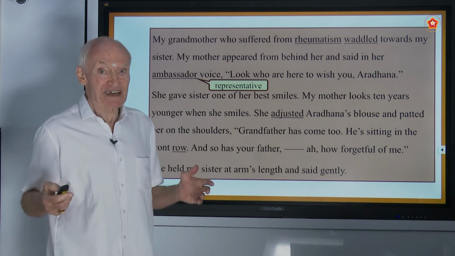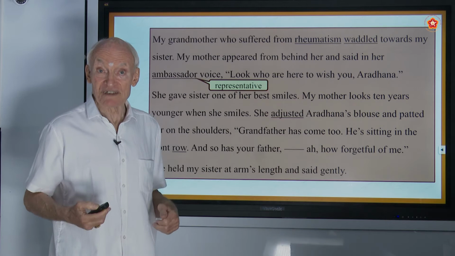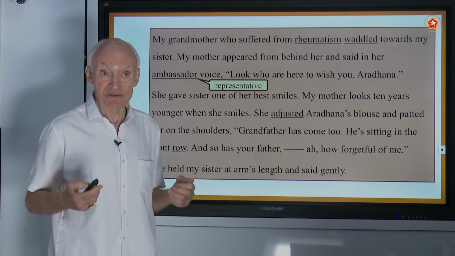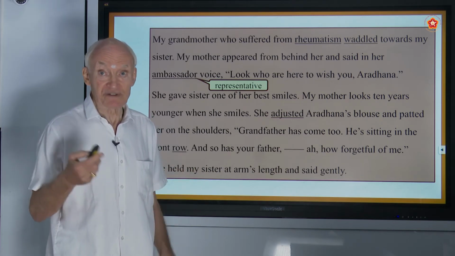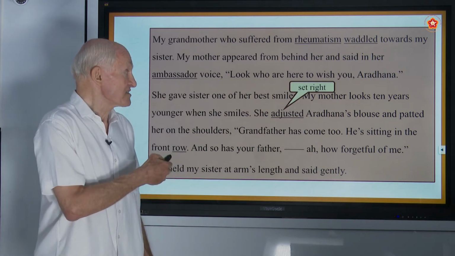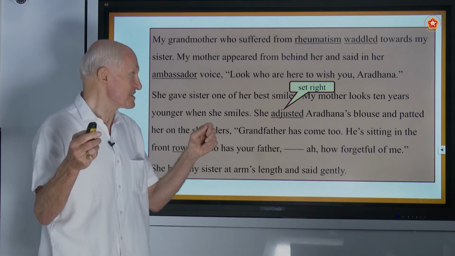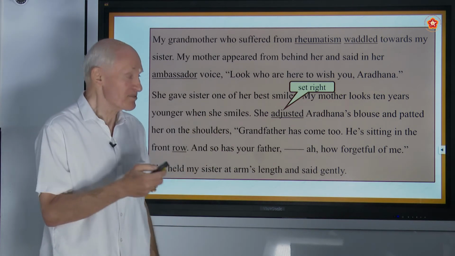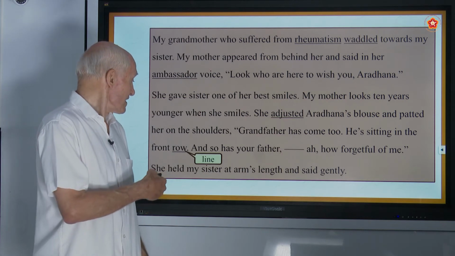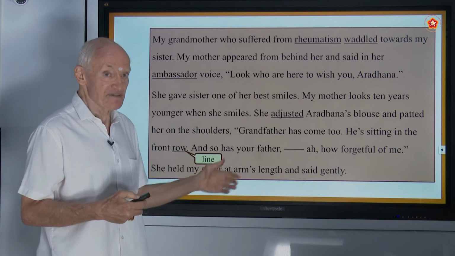Ambassador, representative. The ambassador from India has to be very formal, very well dressed, and speak beautiful languages, especially English when he goes to UK and to America. Adjusted, okay? Ardna's blouse was a little bit off, so she adjusted it. She set it right, made it perfect. First row of the auditorium was the first line of chairs.